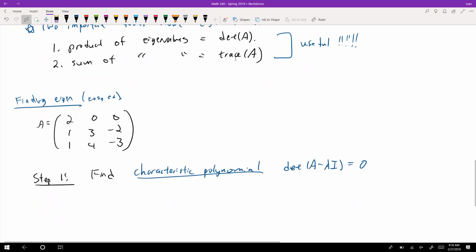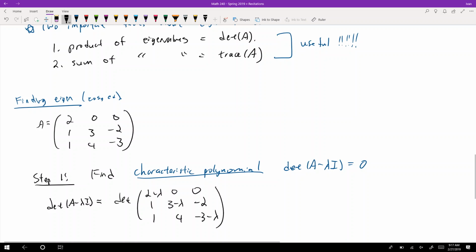So what is the determinant of A minus lambda I? Well, I is the identity matrix. Lambda I is just lambda on the diagonal, right? So A minus lambda I is literally you just take lambda off the diagonal of A. So you want to find the determinant of 2 minus lambda, 0, 0, 1, 3 minus lambda, negative 2, 1, 4, negative 3 minus lambda. Okay, so that's the determinant of the matrix we want to find.